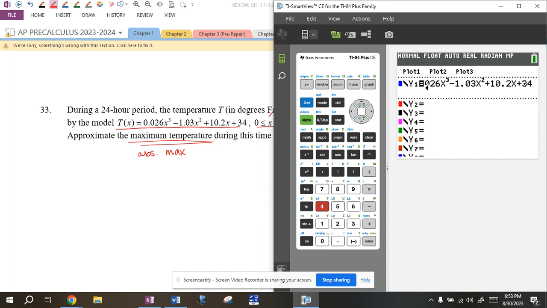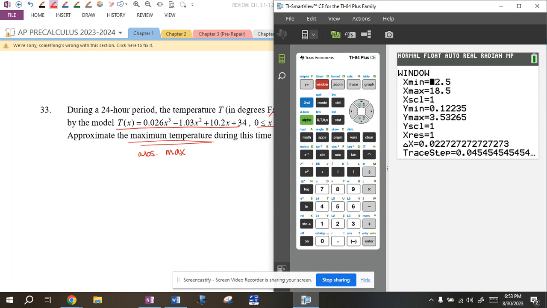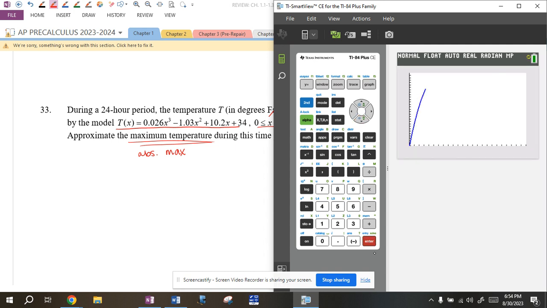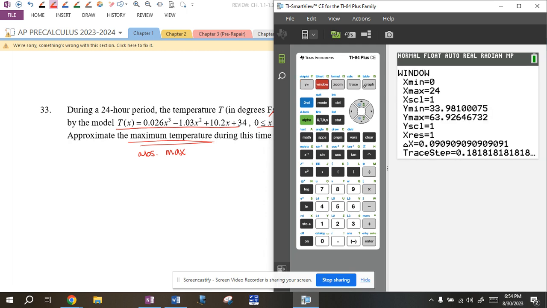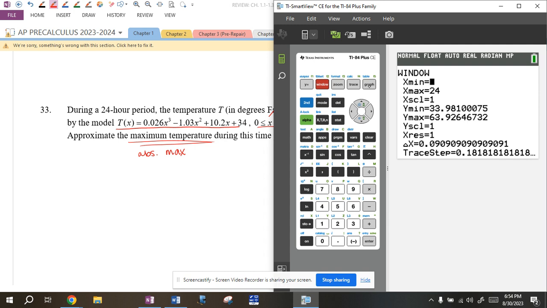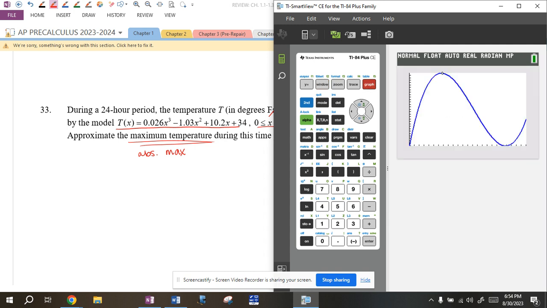You type in the equation, you go to Window and set the domain. The domain is 0 for the x-min, 24 for the x-max. Counting by ones is fine. Don't change anything else. Go to Zoom, Fit, which is option 0. You can just press 0, but I'm just showing you where it is. Zoom Fit makes it so that the X values stay on 0 to 24. You can see it adjusted Y values for us. What's the maximum temperature?